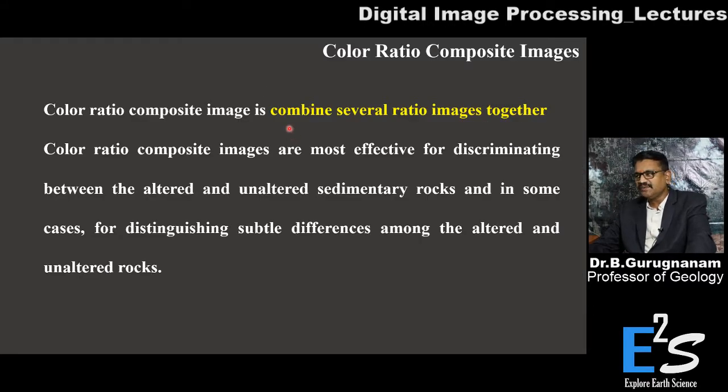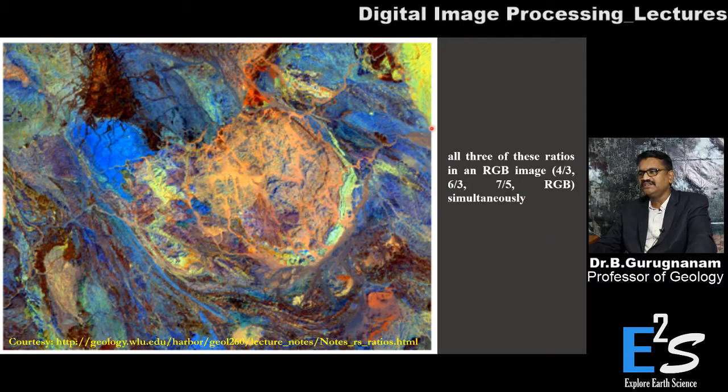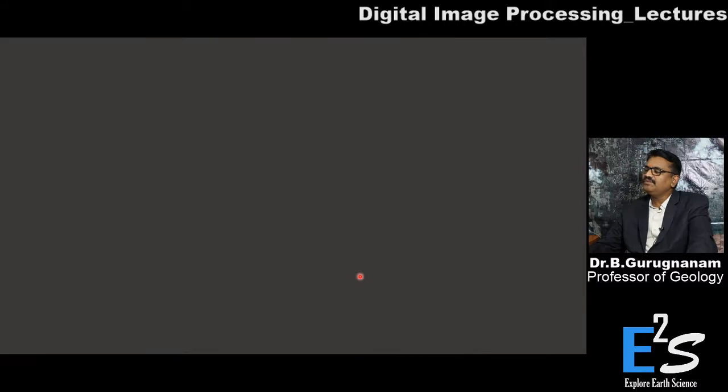Color composite is combining several ratio images together. You will get a lot of ideas. And this is, you see, this is an RGB image of 4 by 3, 6 by 3, 7 by 5. And this is courtesy of geology. You have many rock types in the same image. This is one rock type, second rock type, third rock type, fourth. You can describe more like this.